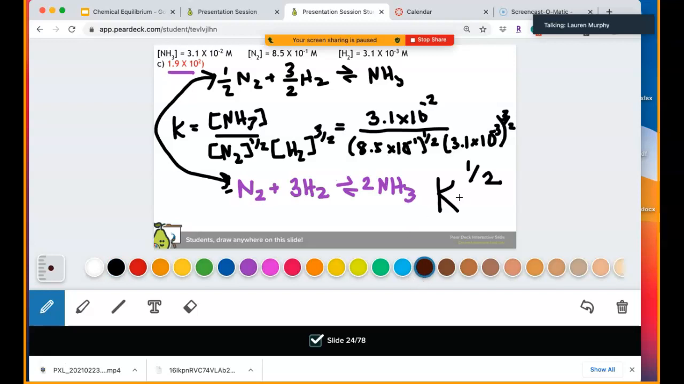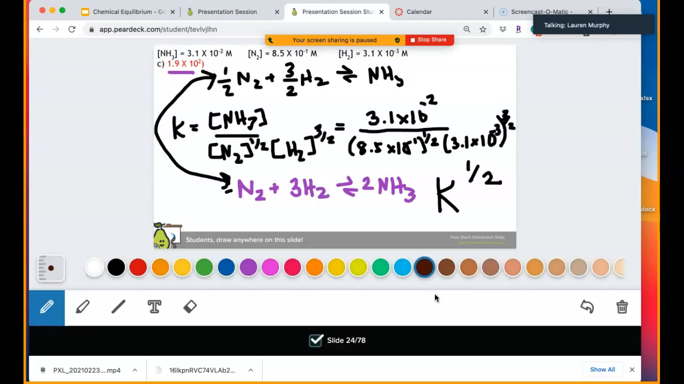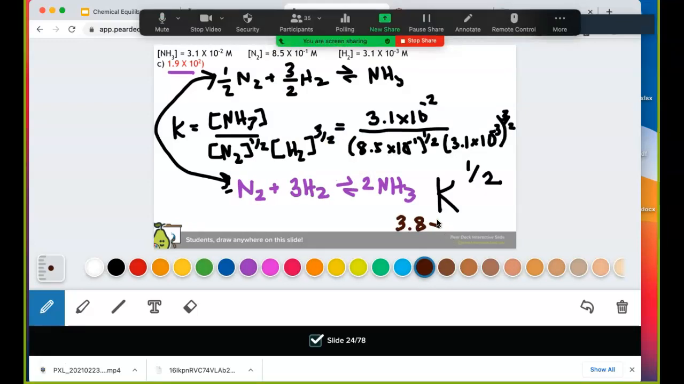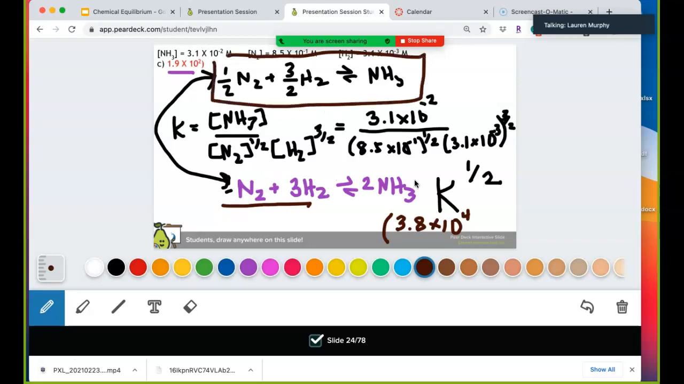So what was my original K from this first equation? It was 3.8 times 10 to the 4th, right? So that was my original K for this first reaction. I took this reaction, I multiplied by 1/2 in part C. So I'll just take my K from part A and raise it to the 1/2 power, because that is the rule.